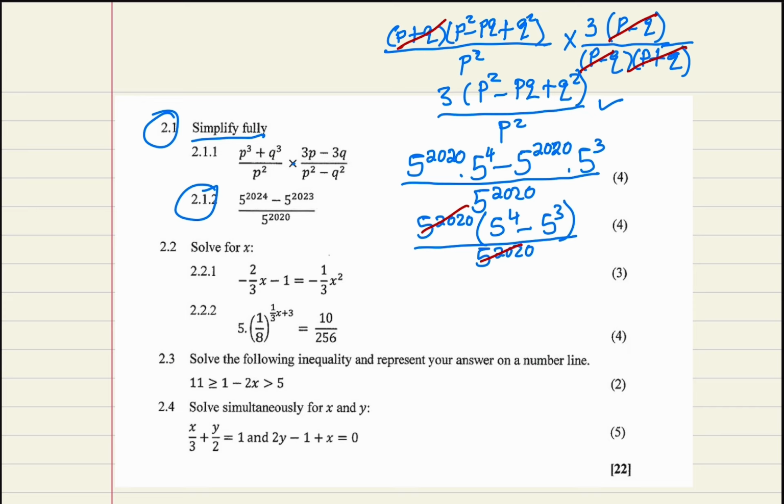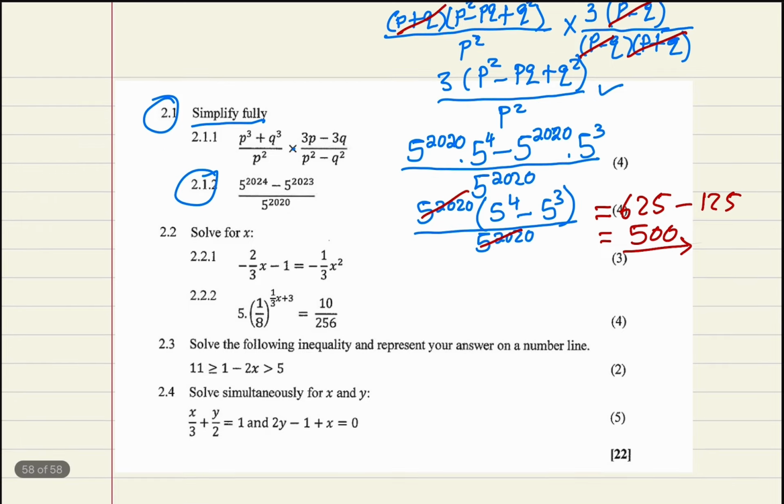5 raised to 3. So 5 raised to 4 is 625, and 5 raised to 3, we know that one is 125. Okay, so when you subtract the 2, you know that you'll get 500. So that is how we simplify that to 2.1.2.